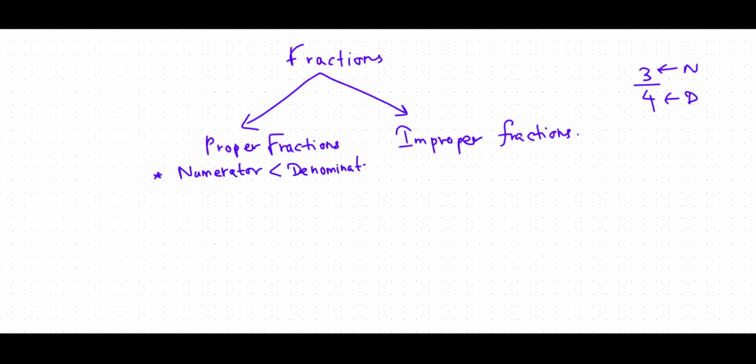Then improper fractions, it is the opposite of that. If I turn it upside down, or the reciprocal, which means turning the fraction upside down, now it is 4 over 3. The numerator is bigger than the denominator. These are improper fractions. Numerator greater than or bigger than denominator.